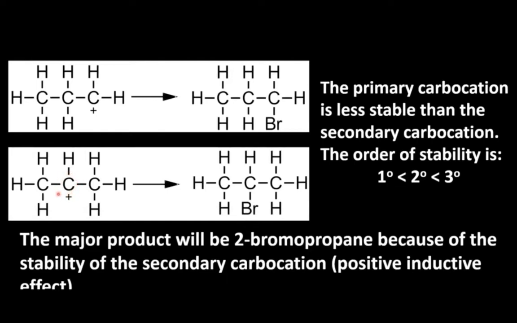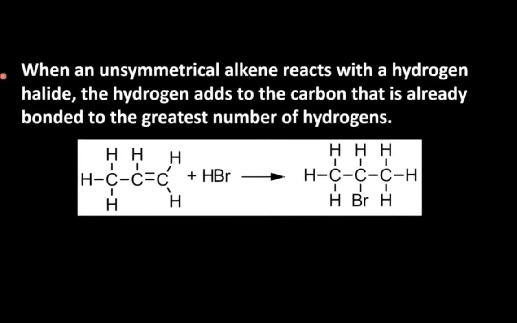That secondary carbocation is more stable due to a positive inductive effect because it's bound to two other carbons. So what Markovnikov's rule states, which is also known as the rich get richer, is that when an unsymmetrical alkene reacts with a hydrogen halide, the hydrogen adds to the carbon that is already bonded to the greatest number of hydrogens.